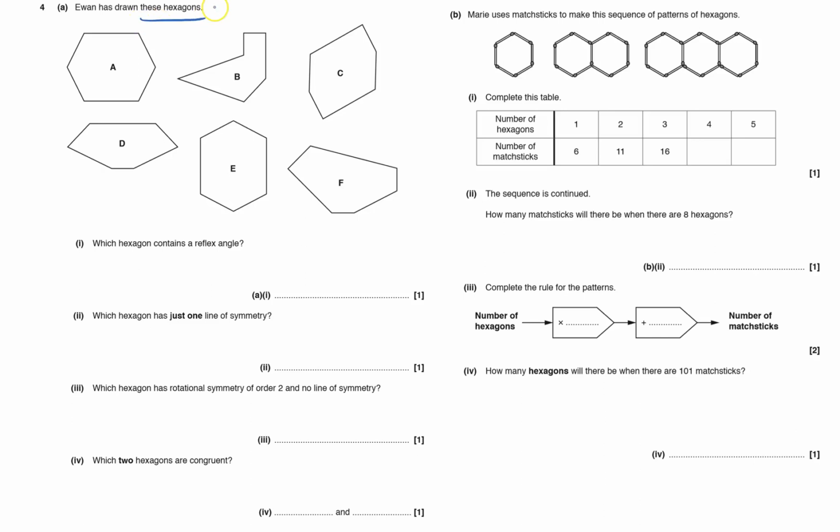Okay, we've got these hexagons, which means they've all got 6 sides. Which one contains a reflex angle? That's an angle which sort of goes back on itself. It's above 180 degrees, and that's the angle. That's the reflex there, so it's B.